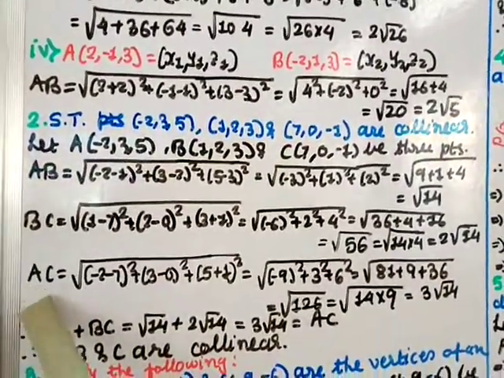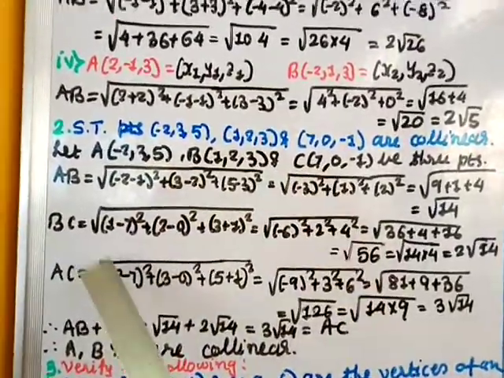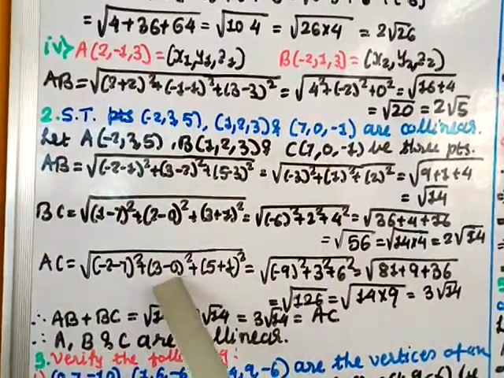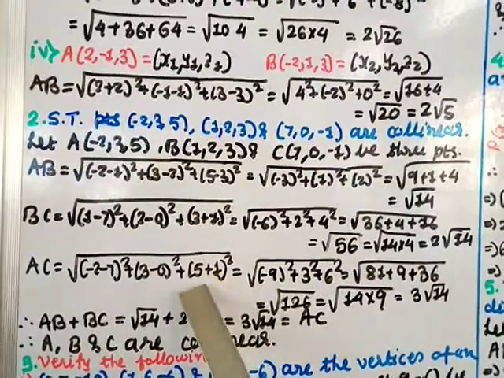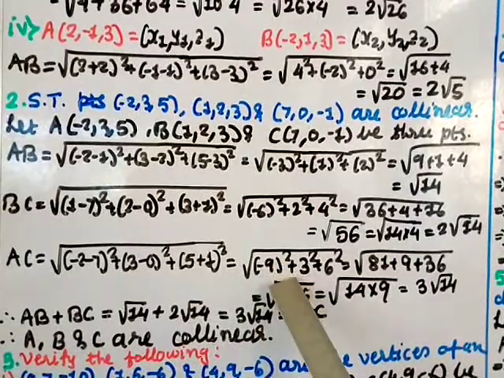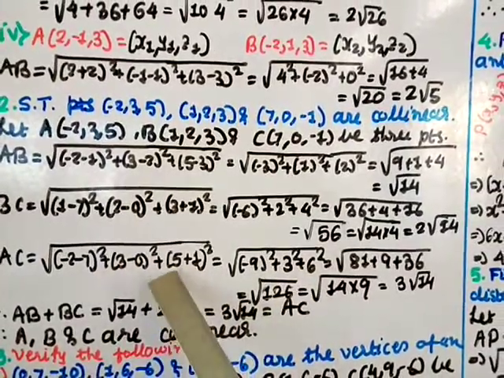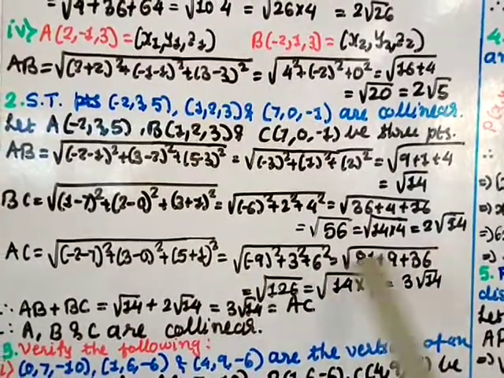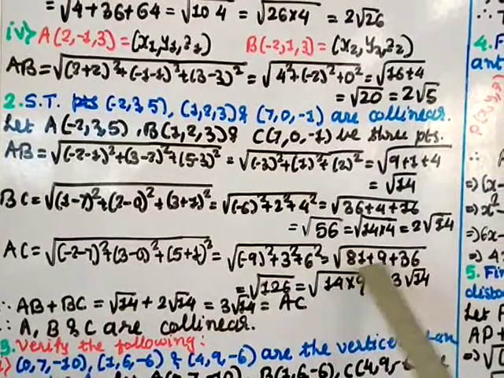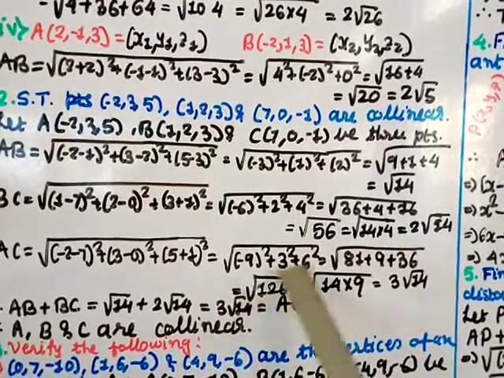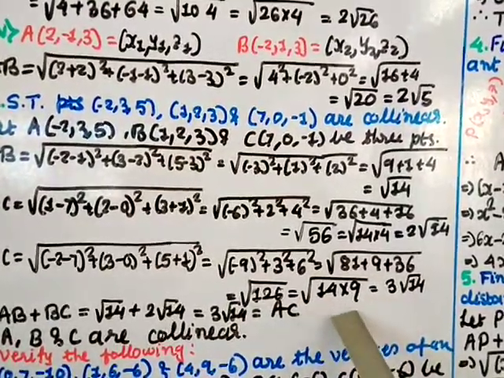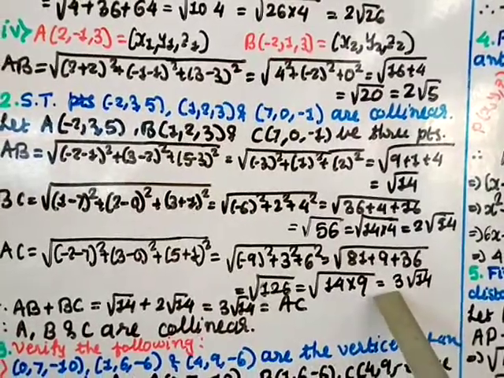Now let us find AC. So AC equals, this is my A and this is C, the square root of (-2 - 7)² + (3 - 0)² + (5 - (-1))², which equals the square root of (-9)² + 3² + 6². That is 81 + 9 + 36. Totaled up, it gives you the square root of 126, which can be written as the square root of 14 times 9. The square root of 9 is 3 and root 14 stays as it is, so 3 root 14.